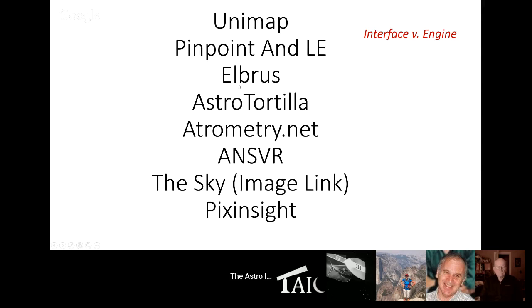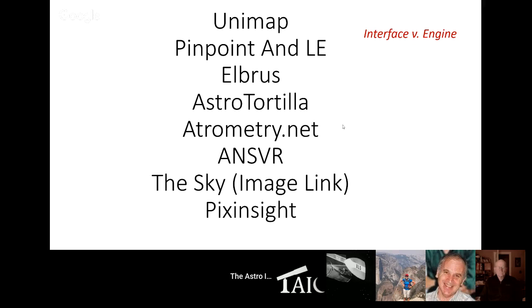Elbrus does have a pretty good explanation of how plate solving works, at least for Elbrus, but it gives you an idea about it. AstroTortilla is an interface that allows you to call other engines, astrometry.net or ANSVR. These next two are the ones that were explained in that other package I showed you earlier. They explain how they got their system to work. They're both the same piece of software. The difference is that astrometry.net is on their computers far away, and ANSVR is basically on your computer.